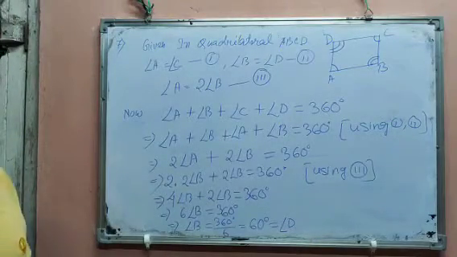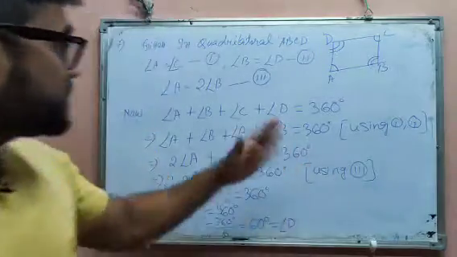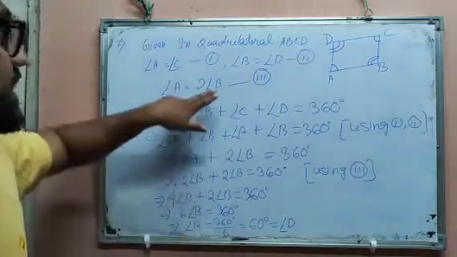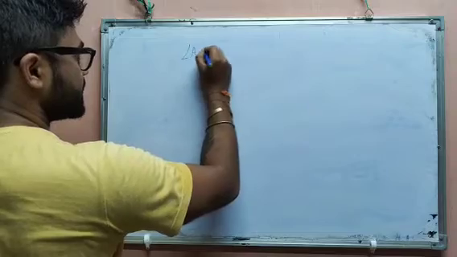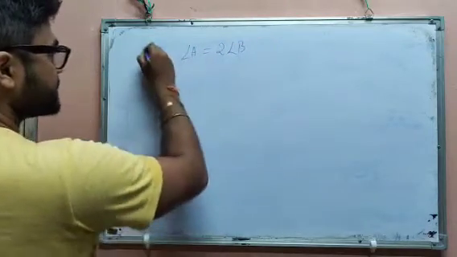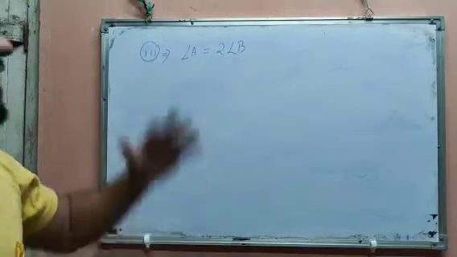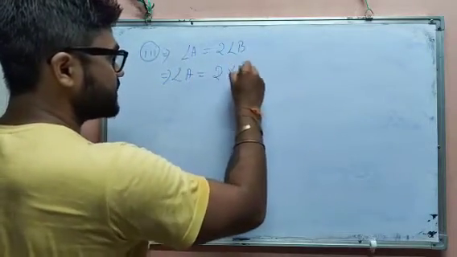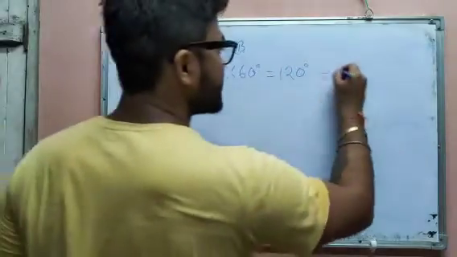Okay. Next we have to put this B value, 60 degree, in the equation number 3. So we know that angle A equal to twice of angle B. This is given in equation 3, angle A equal to twice of angle B, and just now we got the value of B as 60 degree. So you can write angle A equal to twice of 60 degree, or directly 120 degree, which is also equal to angle C.